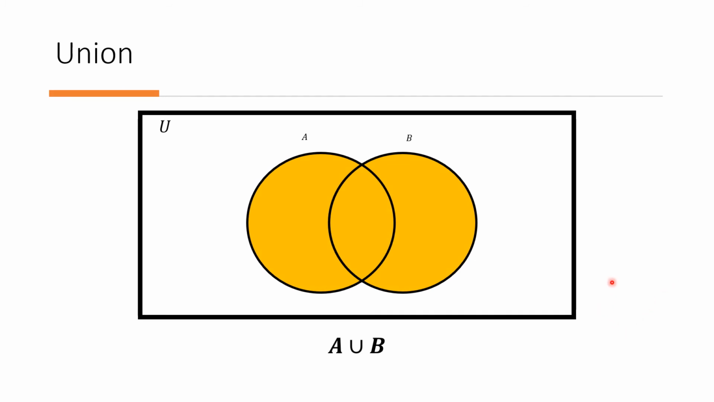Now let's talk about union. When you say union, you are combining all the elements of the sets. So if we have A union B, set A and set B are joint and will be shaded. That is how you represent union in a Venn diagram.